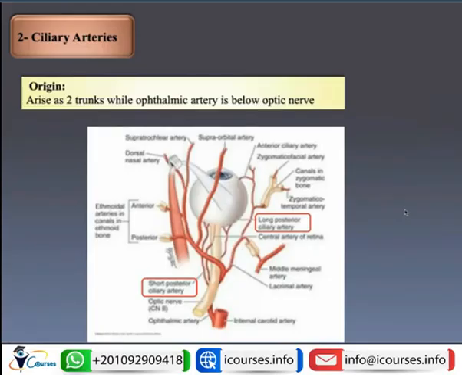Okay, so this was the first branch of the ophthalmic artery. The second branch will be the ciliary arteries. By ciliary arteries, we mean we have two ciliary arteries. These ciliary arteries arise as two trunks as it emerges from the ophthalmic artery while it is below the optic nerve, in the form of long posterior ciliary artery and short posterior ciliary artery.